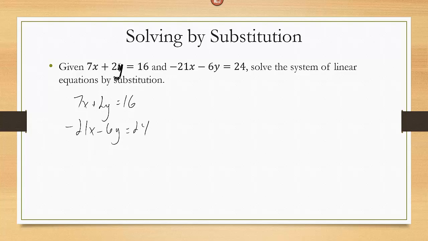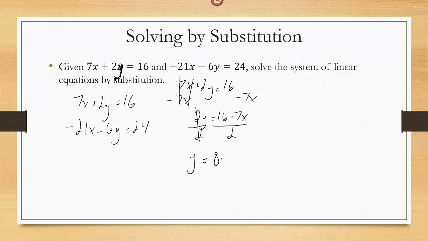Both of them. So, we have 7x plus 2y equals 16. Let's subtract 7x from both sides. That cancels. We have 2y equals 16 minus 7x. Let's divide both sides by 2 to get rid of that 2. So we're left with y equals 8 minus 7/2 x. Okay, let's solve for our other equation.